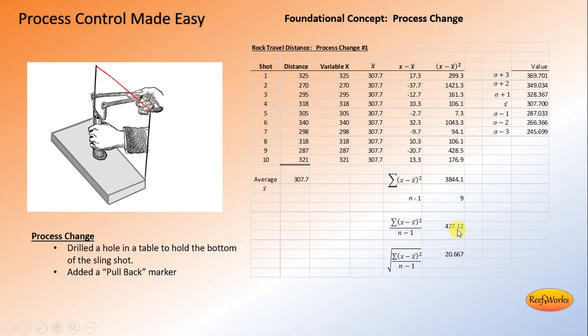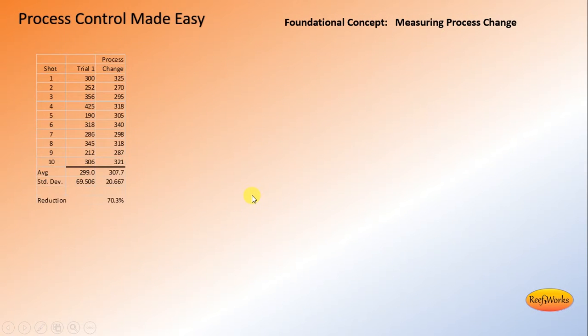So we end up with 427.12, and then we take the square root of that 427 to bring it back to normalized values because we, again, squared it up here. So we take the square root here, and that gives us 20.667. If you remember the last values, you know that's a lot lower than our first one. So now our range goes from a negative 3 sigma of 245 to a positive 3 sigma of 369.7.